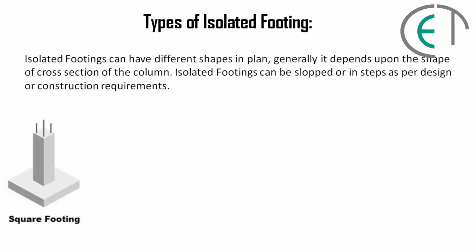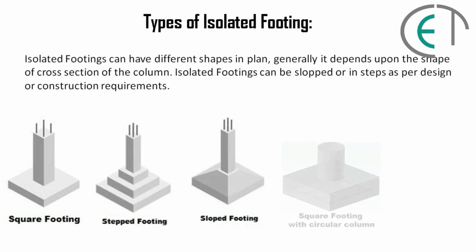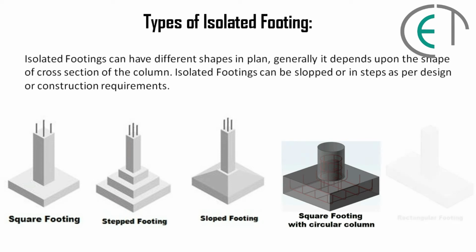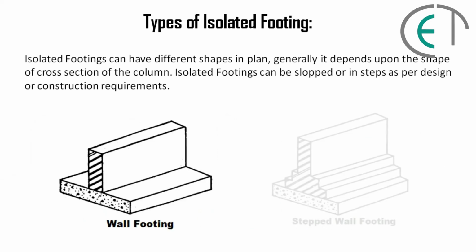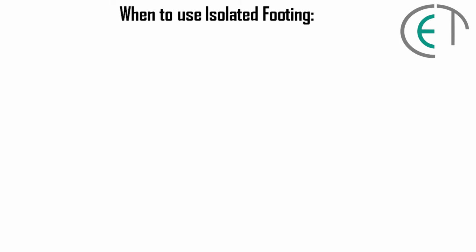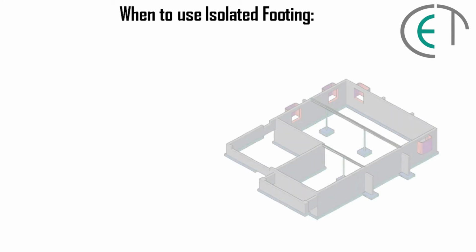The first one is square footing, stepped footing, sloped footing, square footing with circular column, rectangular footing, wall footing, stepped wall footing. Now let's talk about where and when to use isolated footing.